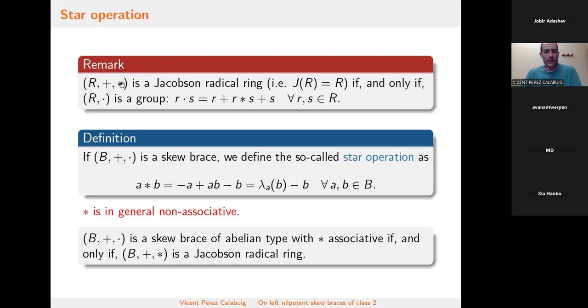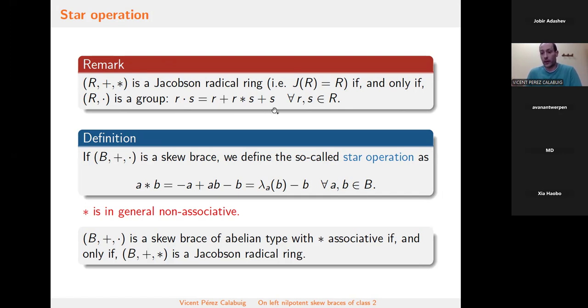If (R, +, ⋆) is a ring, which means that (R, +) is an abelian group and (R, ⋆) is a semigroup, we have that a ring is a Jacobson radical ring, that is, the Jacobson radical coincides with the whole ring, if and only if the ring with this operation becomes a group. This operation is a dot operation given by r ∘ s = r + r ⋆ s + s.